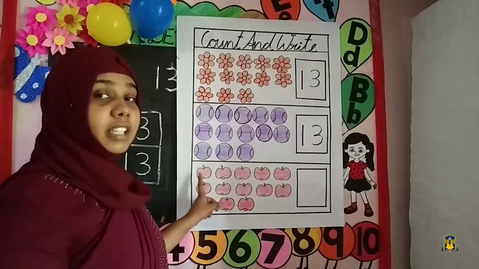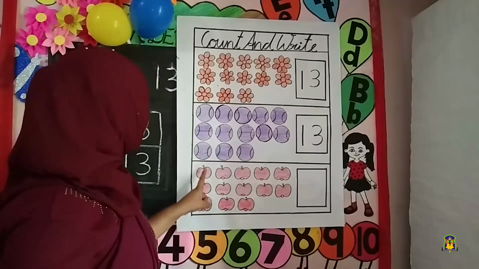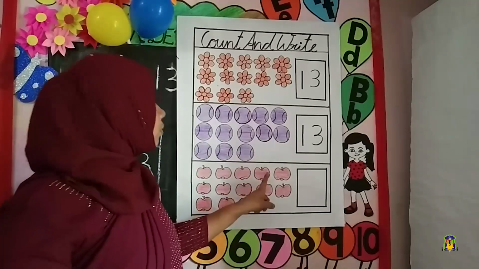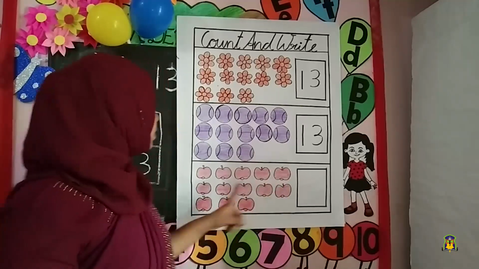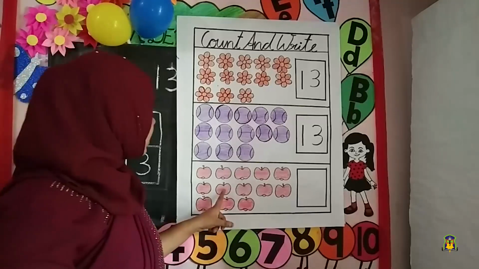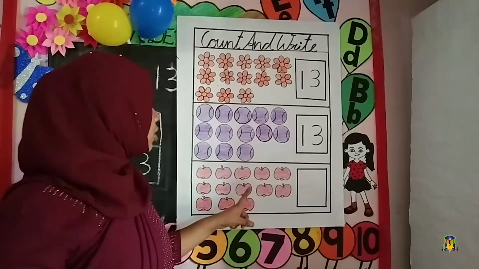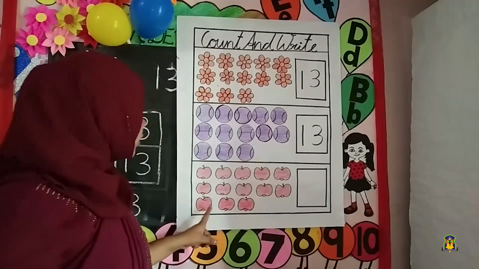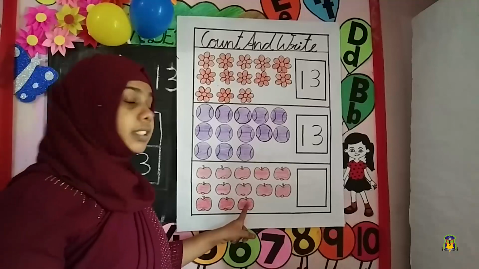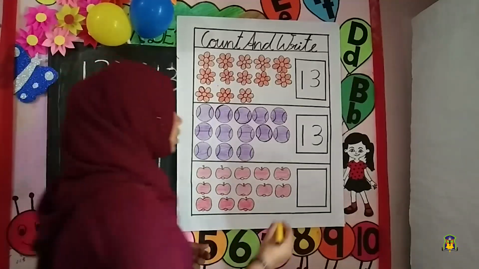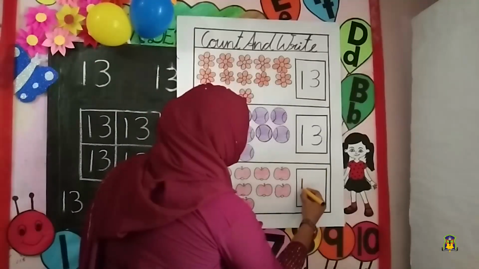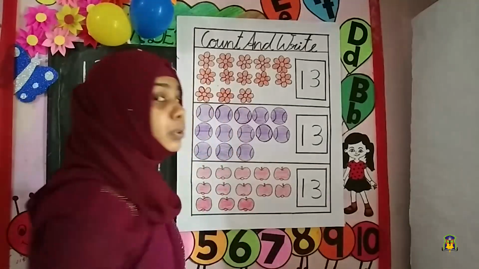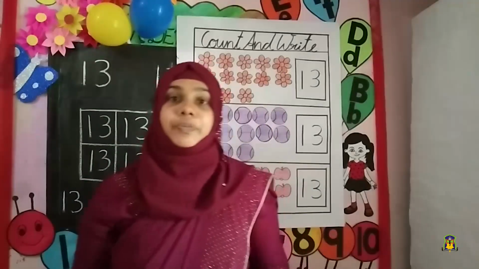And next, the apples. Let's count. 1, 2, 3, 4, 5, 6, 7, 8, 9, 10, 11, 12, 13. 13 apples. Write number 13 in this box. 1 and 3 gives you number 13.